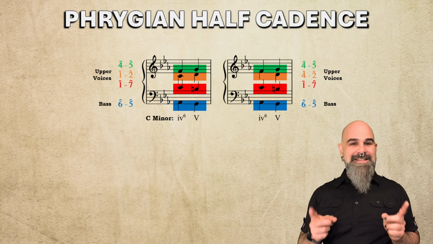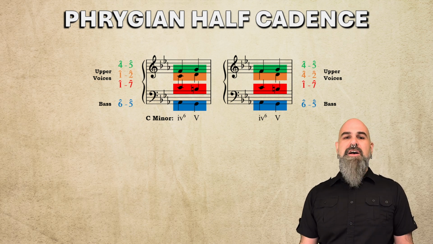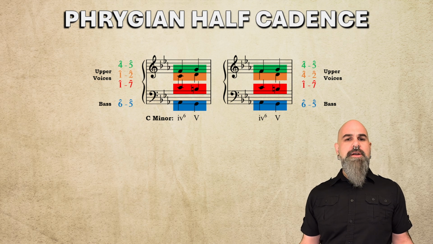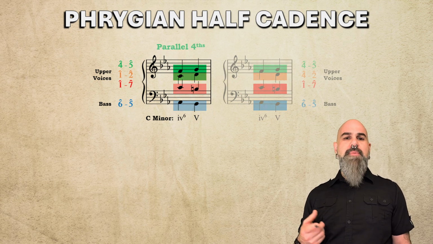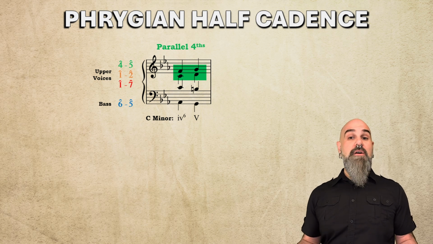That's it. This is how you voice a Phrygian half cadence. My preference is for the first one since it's more stepwise, but they're both equally valid. So why is voice order so important here? In the first option, we have parallel fourths between the soprano and alto, which is totally fine. Parallel fourths are always allowed between the upper voices.